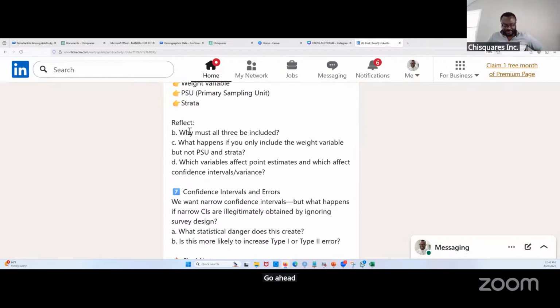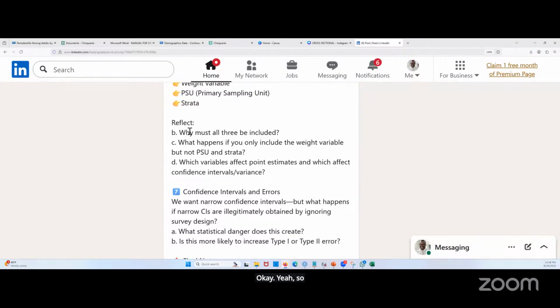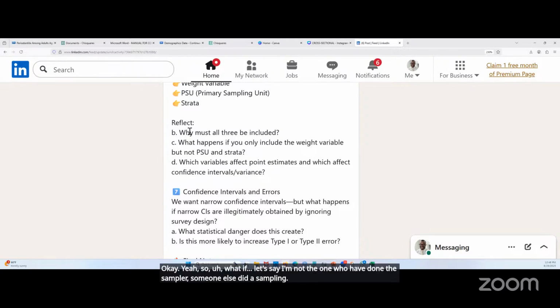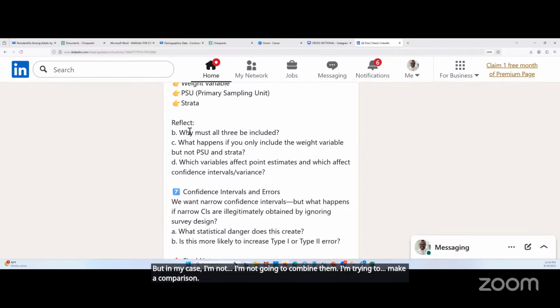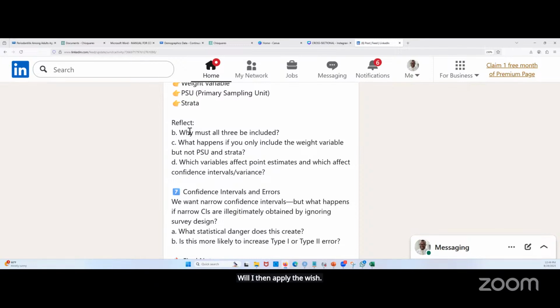Yes. So, what if, let's say, I'm not the one who has done the sampling, someone else did the sampling. The person has reported that there are sample weights for each of these structures. But in my case, I'm not going to combine them. I'm trying to make a comparison. Will I then apply the weight, and how do I apply the weight?